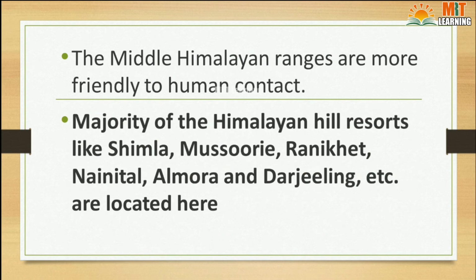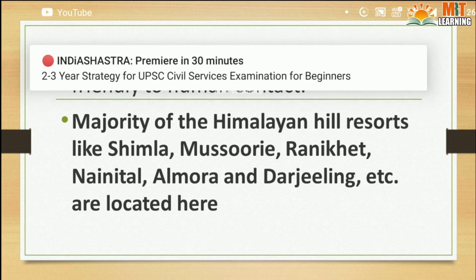Now the middle Himalayan ranges are more friendly to human contact because we can't live in the Greater Himalayas. They are very high above sea level, so the oxygen level is also very low, and we can't live there. But the Lesser Himalayas are friendly to human contact. The majority of the Himalayan hill resorts like Shimla, Mussoorie, Ranikhet, Nainital and Darjeeling we can see in the Lesser Himalayas.